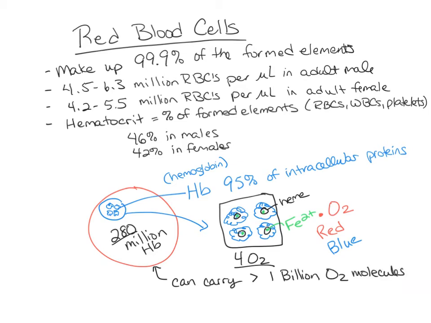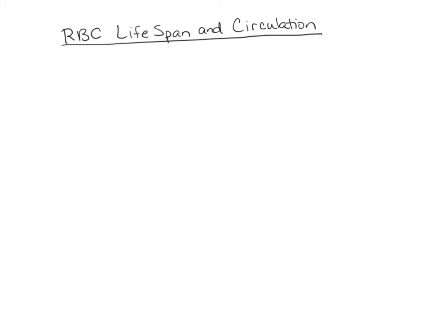Hemoglobin content of whole blood is reported in grams of hemoglobin per 100 mils of whole blood, or grams per deciliter. The normal range in males is 14 to 18 grams per deciliter, and in females is 12 to 16 grams per deciliter. Okay, so let's talk about the lifespan of the red blood cell. So about 1% of the red blood cells are replaced every day. This means that about 3 million red blood cells have to be produced and then enter into circulation every second.